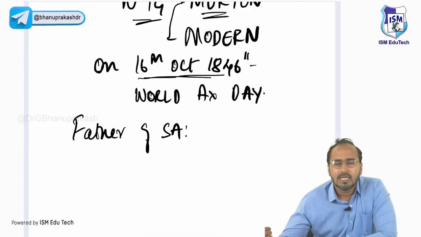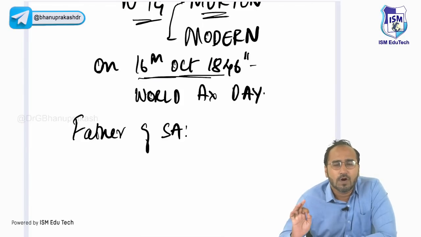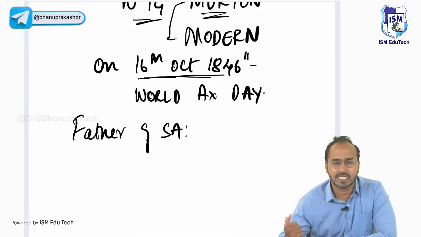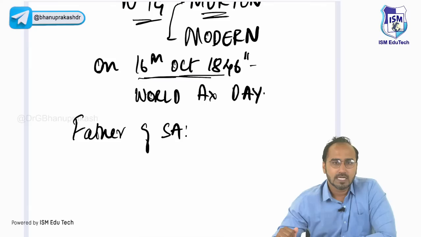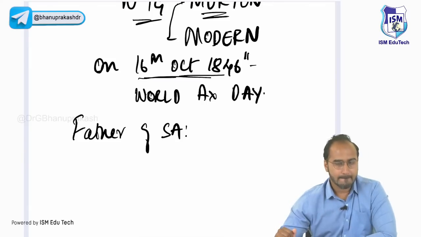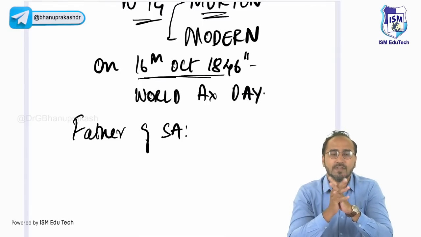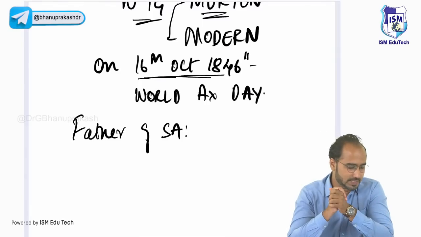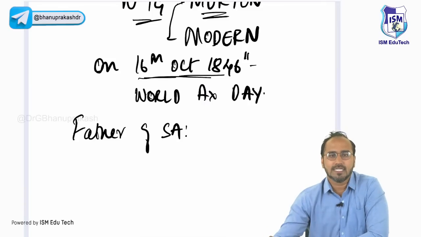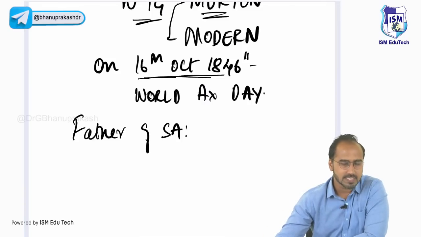Guys, just tell me which form of anesthesia technique makes the patient unconscious. In which anesthesia technique is the patient unconscious? Come on, guys. Very good. It is general anesthesia. In general anesthesia, the patient is unconscious.